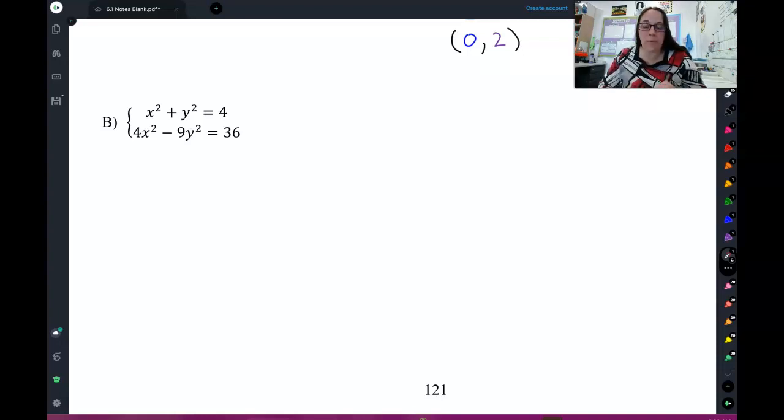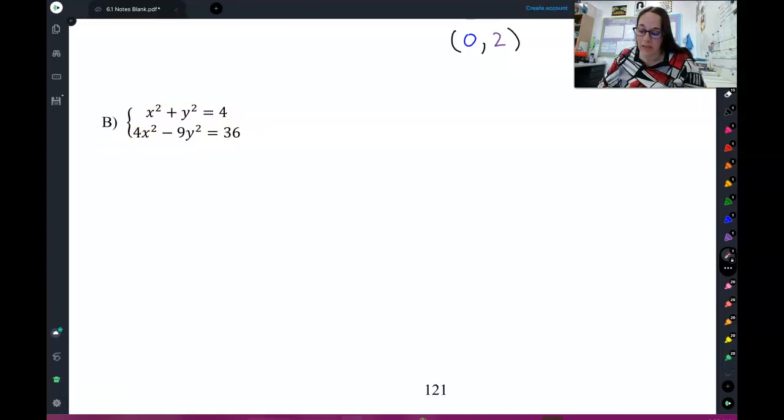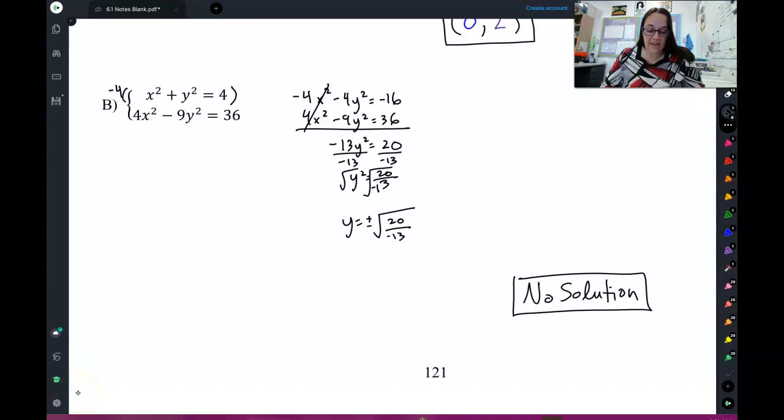One thing to note about B before you go on: notice that this is still our circle, but now this is going to be a hyperbola because they have different coefficients and they're subtracting. So this is a circle and a hyperbola, and we're seeing where they intersect. So take a few seconds, try this out on your own, pause the video, and then come back to check and see how you did. Let's see how you did.